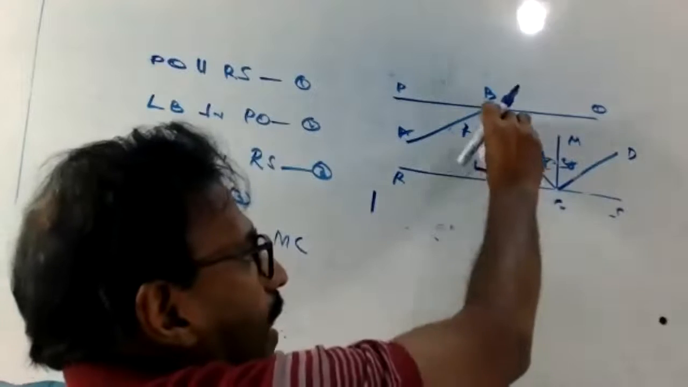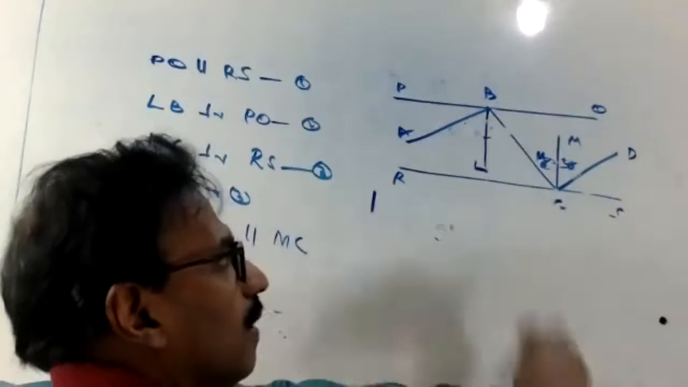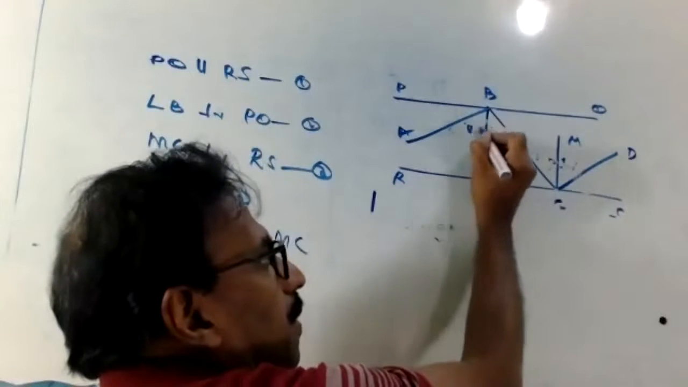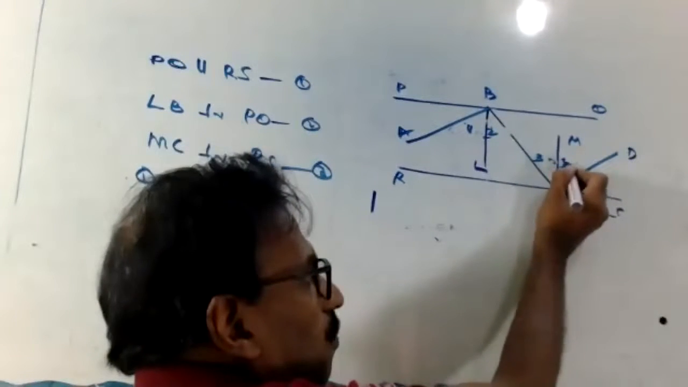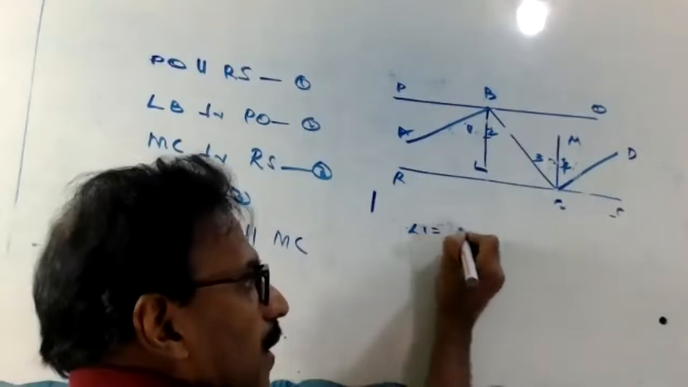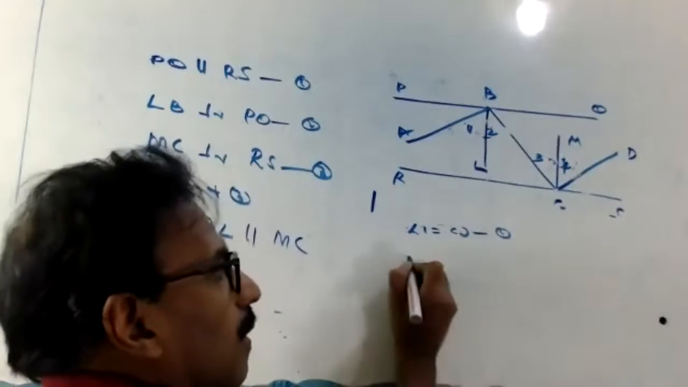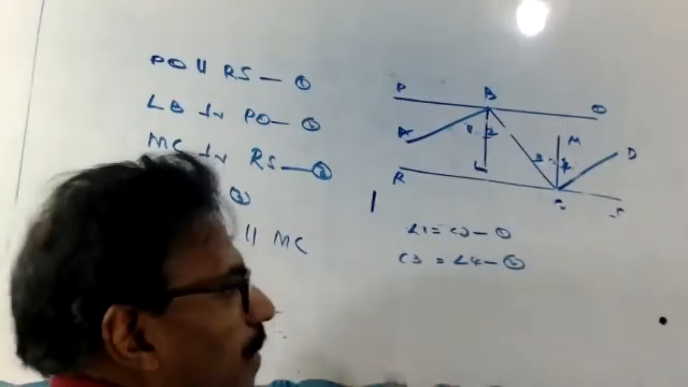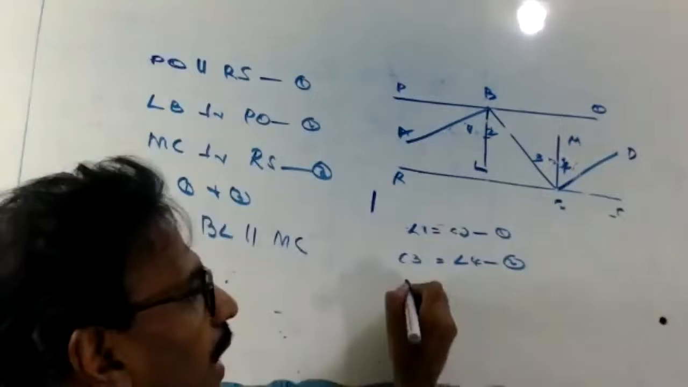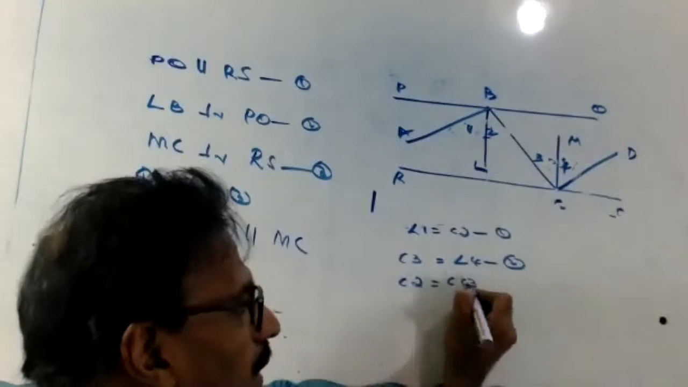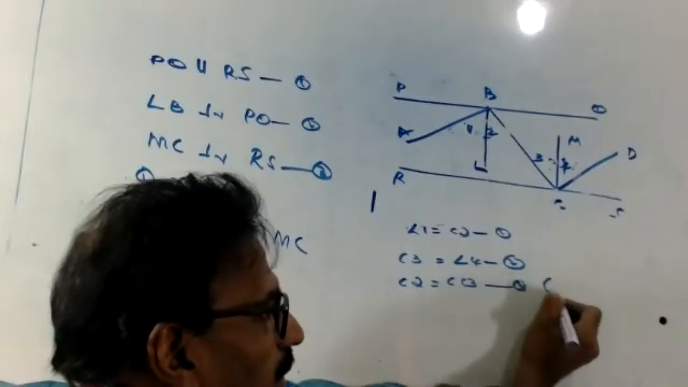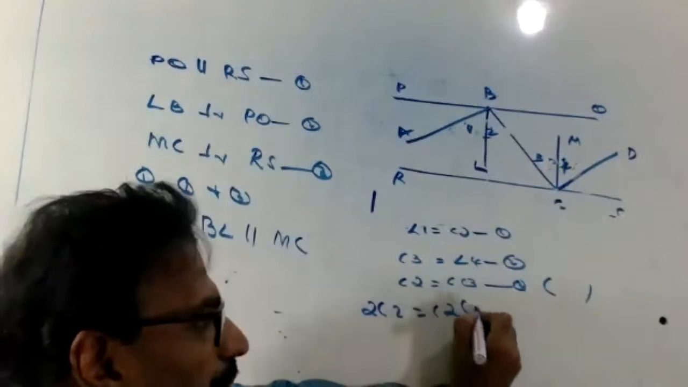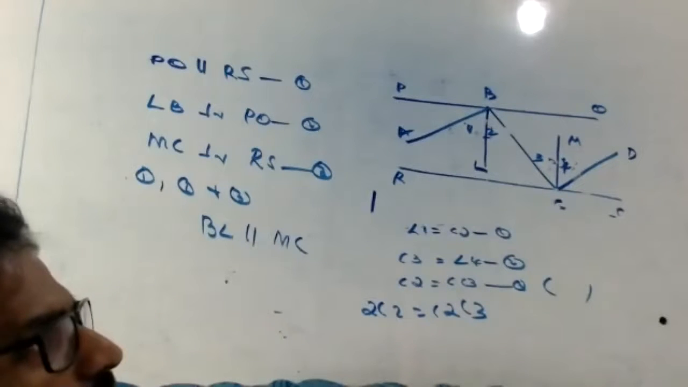Another method, look here. Just listen to this method also. 1, 2, 3, 4. Angle 1 equal to angle 2, number 1. Angle 3 equal to angle 4, number 2. Then angle 2 equal to angle 3, number 3. These are what? Alternate angles. 2 times angle 2 equal to 2 times angle 3. That means ABC equal to BCD.